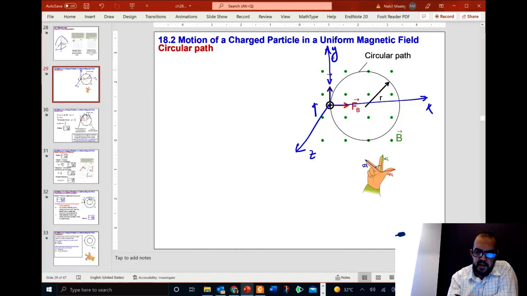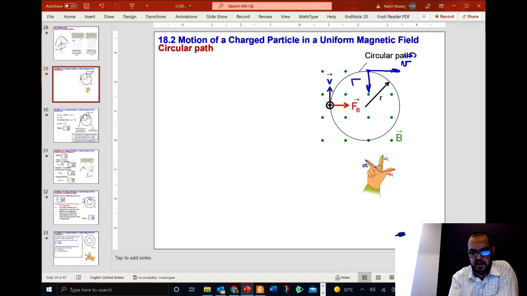Now, obviously the particle is going to move in a circle. If it moves into this position, the velocity vector is now going to be like this, and the force now is going to be like this, and so on. If it reaches here, the velocity is like this.